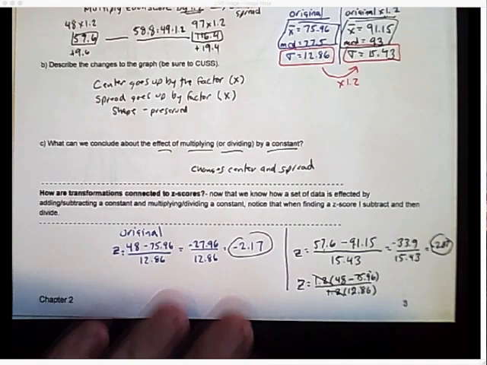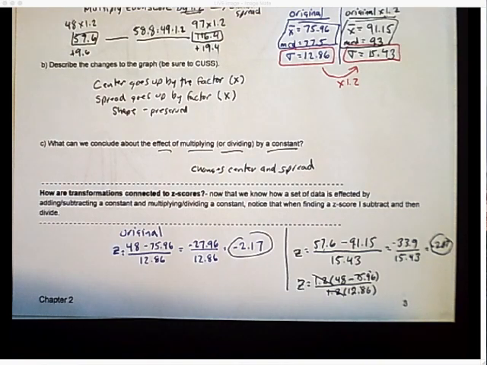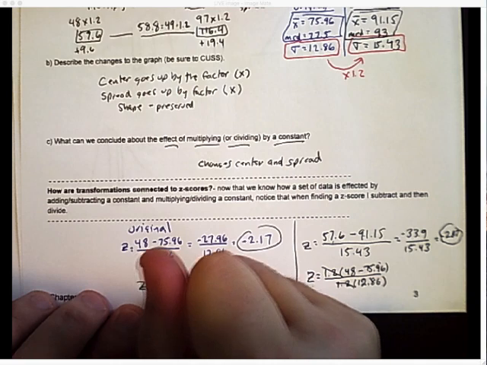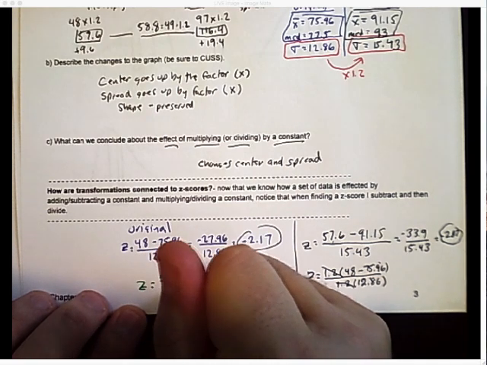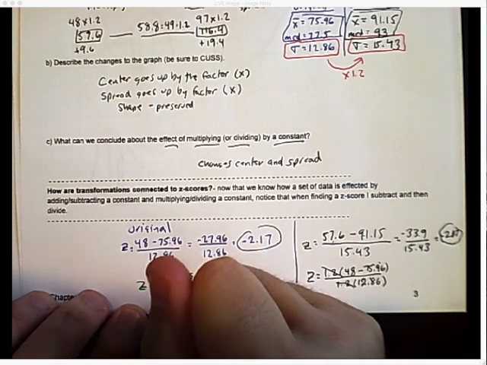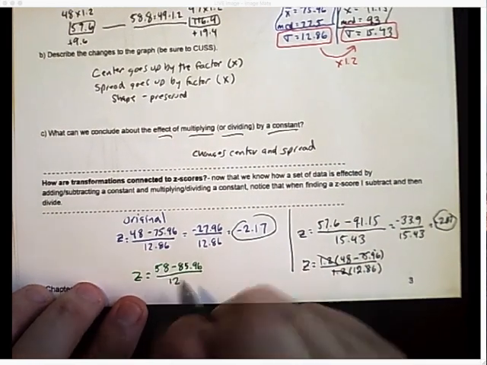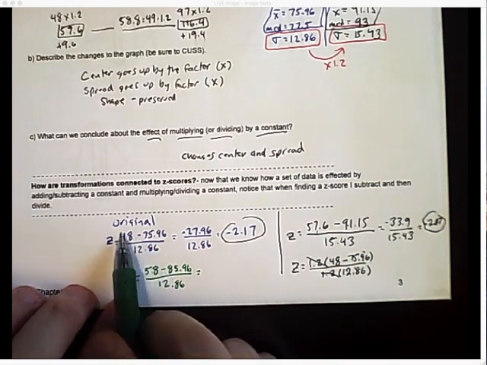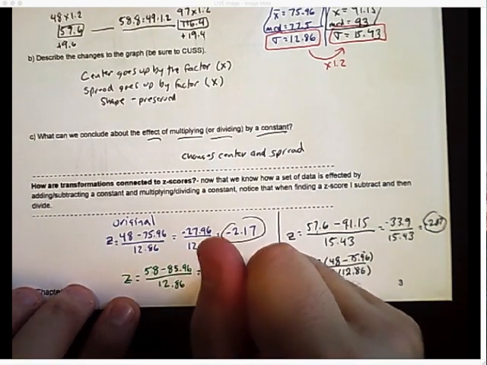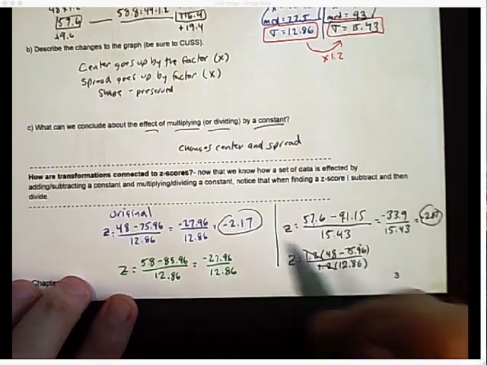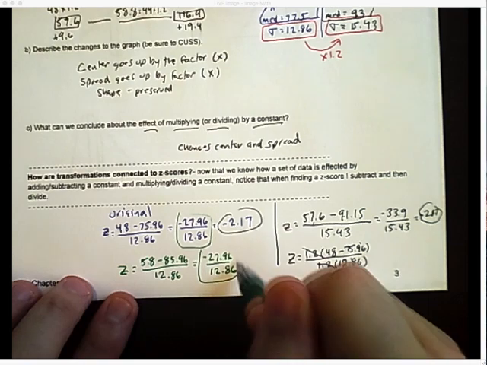And what about when you add by a number? That 48 became a 58. The mean became an 85.96, but the standard deviation stayed the same. So here both of these are 10 higher, so if you subtract those, it's still negative 27.96, and this is still 12.86. So it matches that exactly.